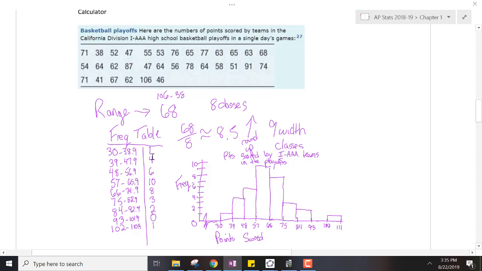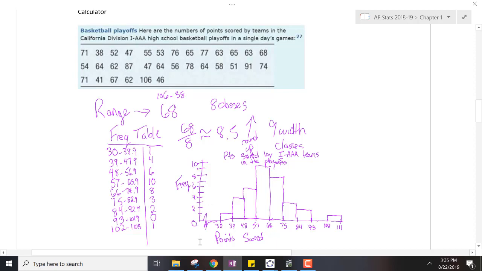Then we just mark how many times we see a number in that range, or in between those values. And we're just graphing our histogram here. Again, we only graph the lower class limits, 30, 39, 48, 57, and so on. We have our y-axis with our frequency. We have the points scored as our x-axis. And we have a title, points scored by IAAA teams in the playoffs.